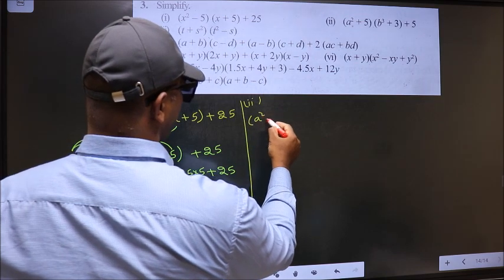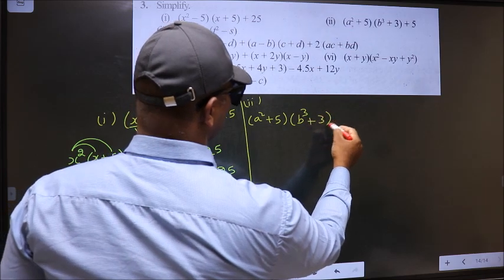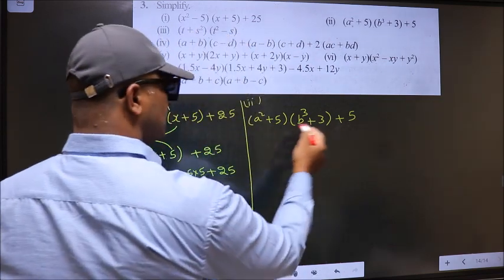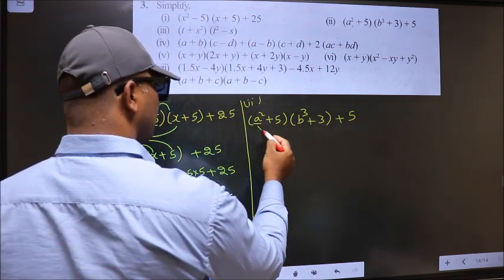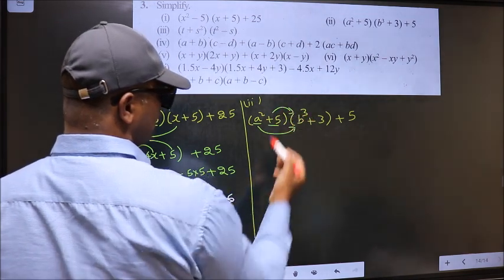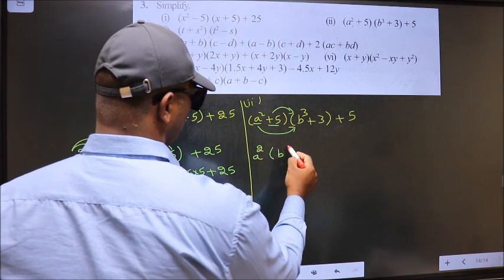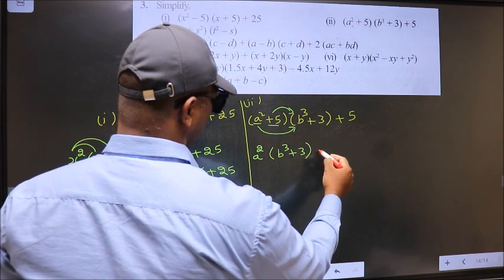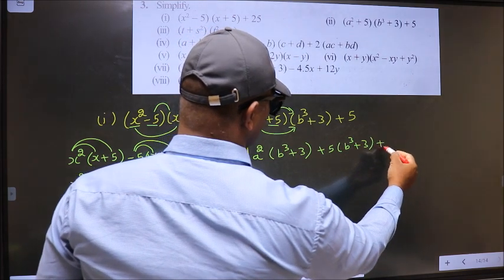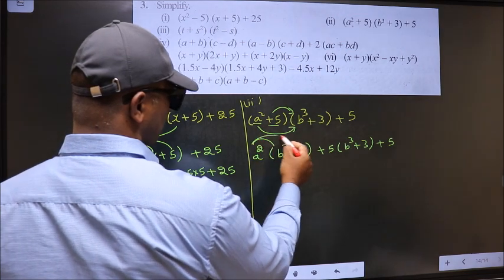a square plus 5, b cube plus 3, plus 5. Now to simplify this, first with a square we should multiply this bracket, and then with plus 5 we should multiply this bracket. What I mean is a square into b cube plus 3 plus 5 into b cube plus 3 plus 5. Now with a square you open the brackets.